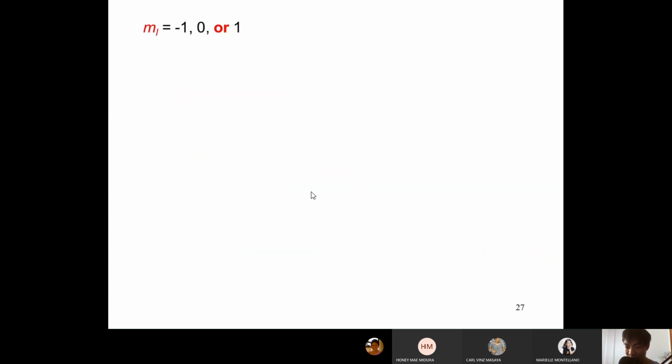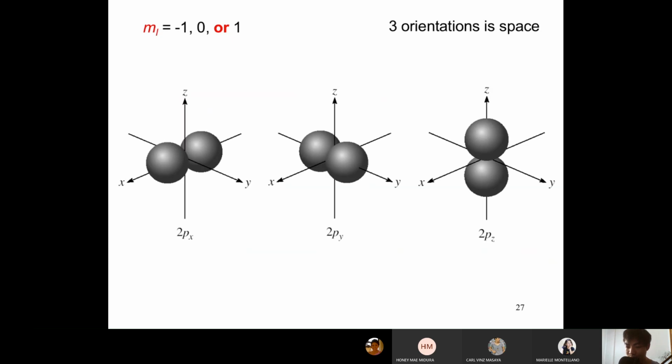For example, ito. For L is equal to 1, ito yung possible shapes. Pwedeng, ito yung negative 1, ito yung 0, ito yung positive 1. So if your electron is found dito sa 0, ito yung shape ng electron mo. If your electron is found here, ito yung shape ng electron mo. If your electron has an ml of 1, ito yung shape mo. So, ganun yung meaning nun, no? So, mamaya, pagsasama-samahin natin yung mga ideas.